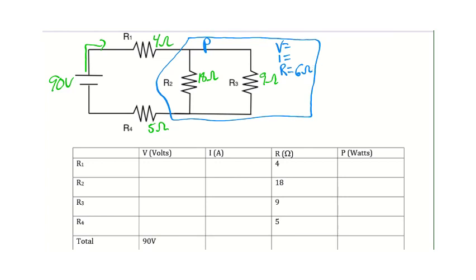I don't always sketch the circuit again, but because this is only the second example, I do want to emphasize what we're doing. So we had our power supply, we have R1, we have our blue box, R4 is still there, can't combine that with anything, and our power supply. So we know R1 was 4 ohms, our blue box was 6 ohms, and R4 was going to be 5 ohms. And we have 90 volts total.